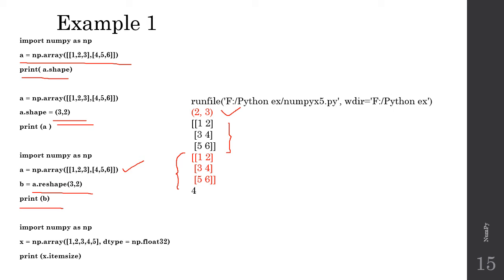In the next case, again creating an n-dimensional array, the data type is specified as float32. So while printing the itemsize, since it is of floating point type, the size of each item of the array is 4 bytes. That's the result: the last number 4 denotes the item size. So this is a simple example showing the usage of the attributes shape and itemsize, and also the method reshape.